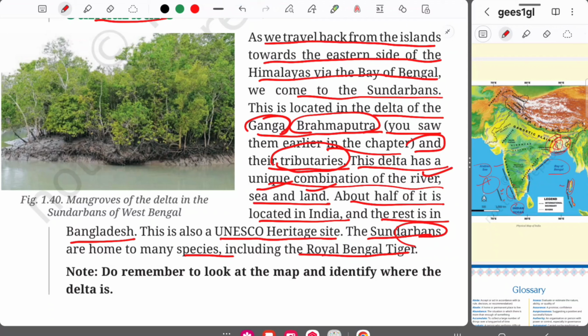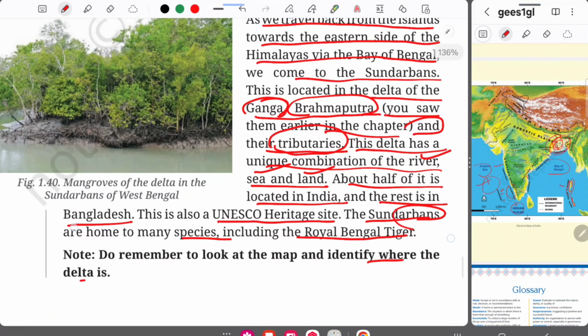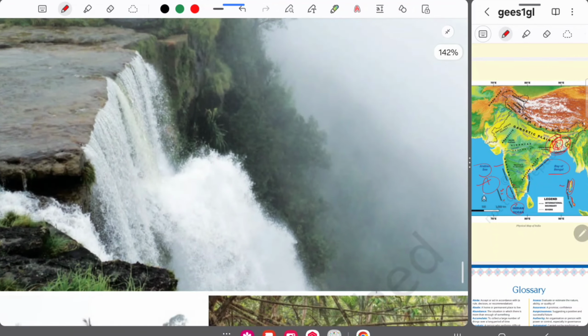You will find the Royal Bengal tiger, which was on the verge of extinction, isn't it? And due to the project initiated by the government, Project Tiger, we have now restored multiple populations of this tiger, isn't it? So do remember to look at the map and identify where the delta is. It is here. Look at the map properly, closely, and identify.